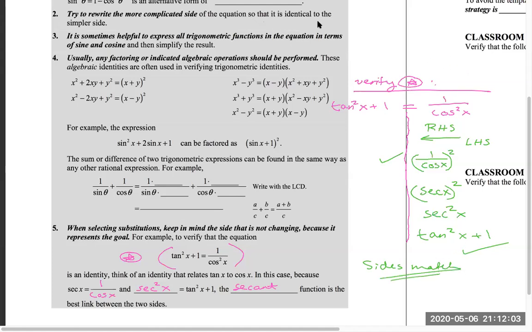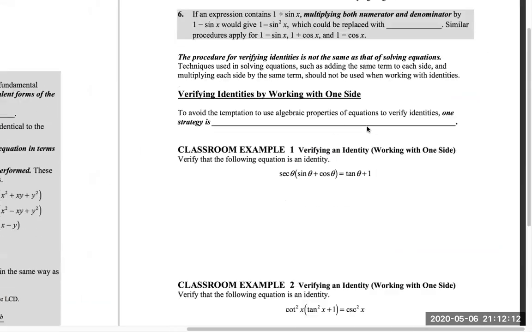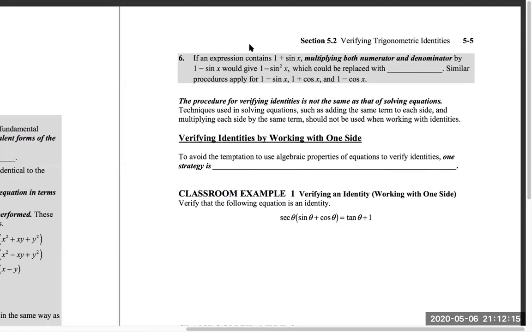All right, let me clear this out. One more bullet point to talk about before we get further into some problems. If an expression contains 1 plus sine x, multiplying both numerator and denominator by 1 minus sine x would give 1 minus sine squared x, which could be replaced with cosine squared x. Similar procedures apply for 1 minus sine x, 1 plus cosine x, and so on and so forth.